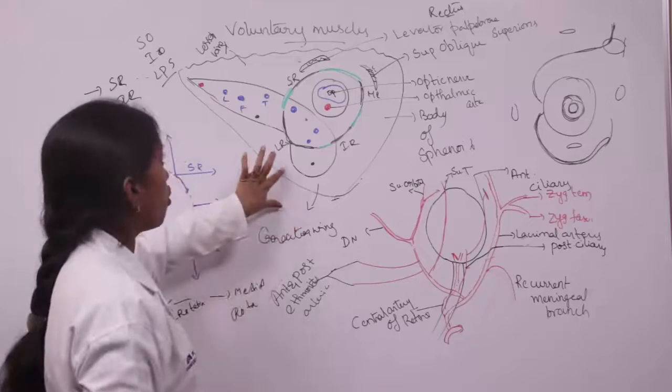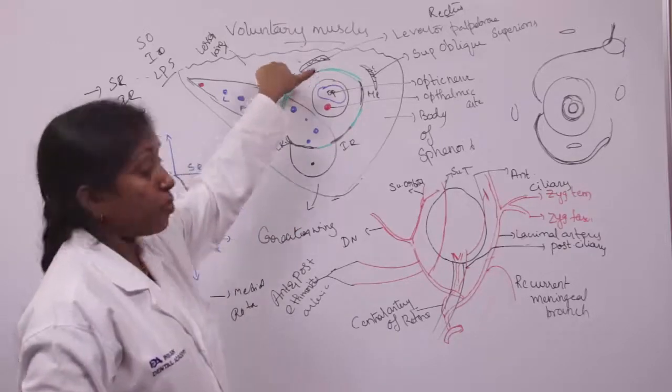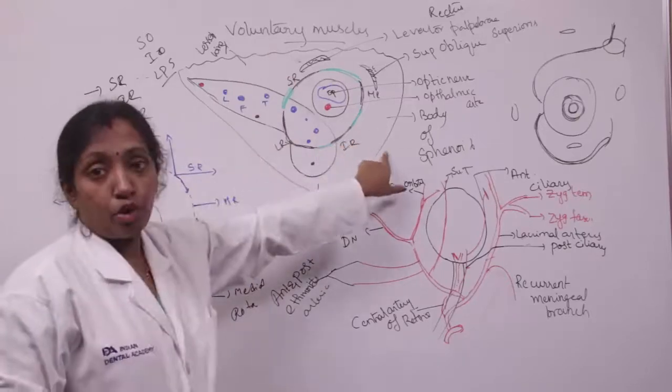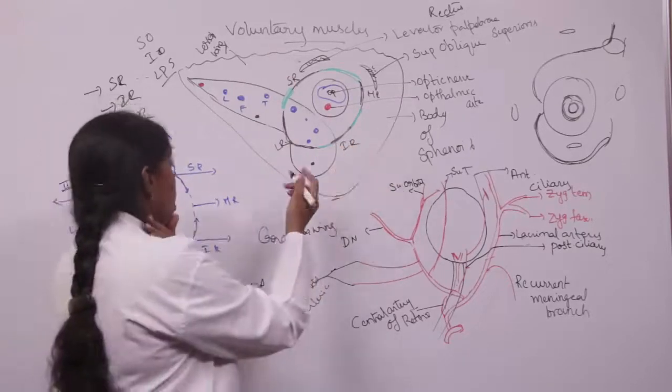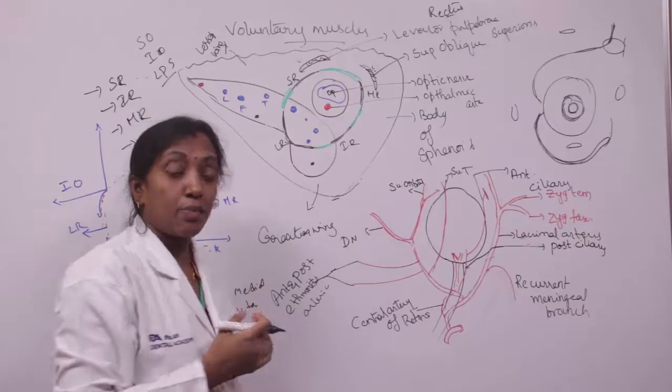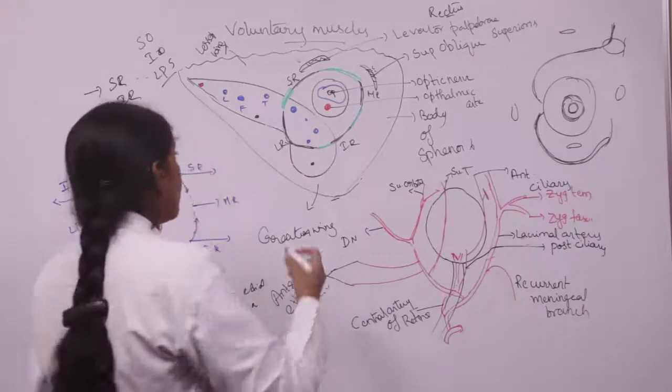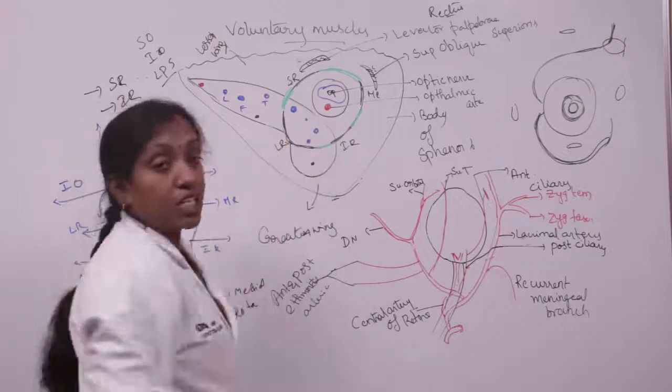So this is the greater wing of sphenoid, this is the lesser wing of sphenoid, and this is the body of the sphenoid. So for the lateral rectus muscle, apart from the common tendinous ring, a small part also arises from the greater wing of sphenoid.